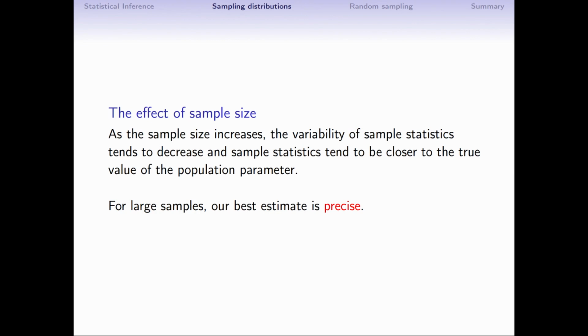So as the sample size increases, the variability of sample statistics tends to decrease, and sample statistics tend to be closer to the true value of the population parameter. Now, remember, we're measuring variability through the standard error. And as we saw in our two previous examples, by increasing the sample size, we were able to reduce the standard error, and we were able to make the interval that carries the middle 95% of our samples narrower, right? So for large samples, our best estimate is becoming more precise.